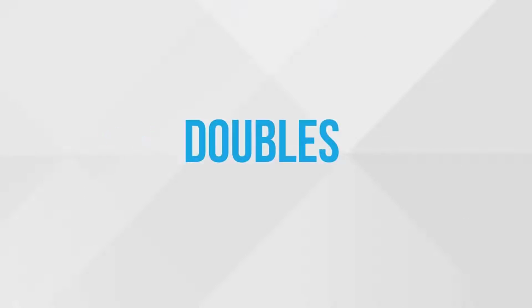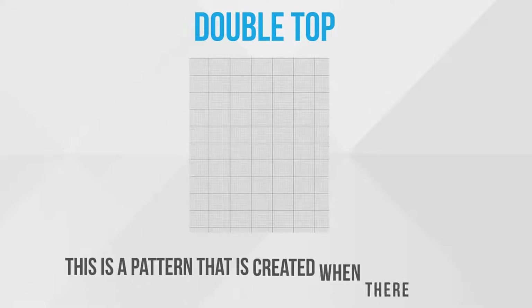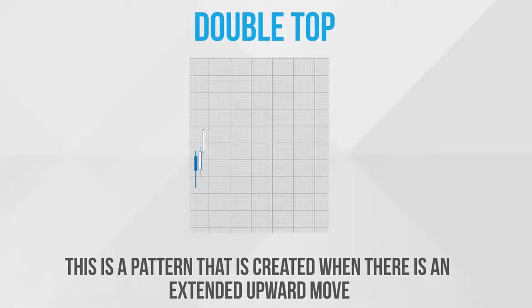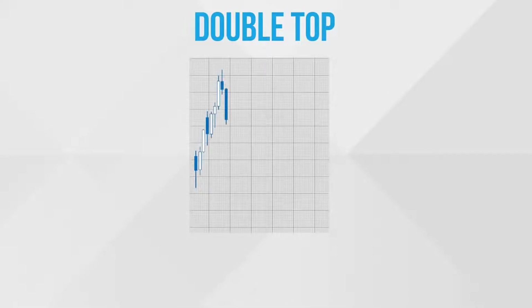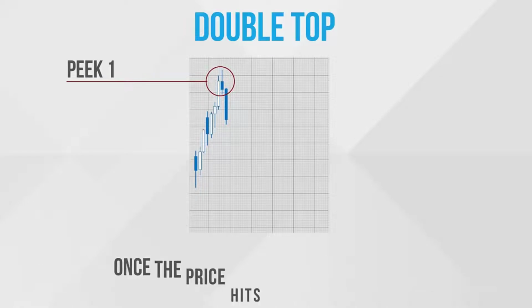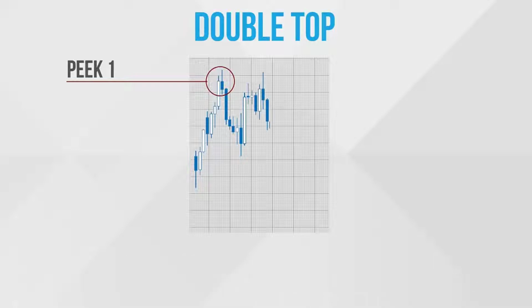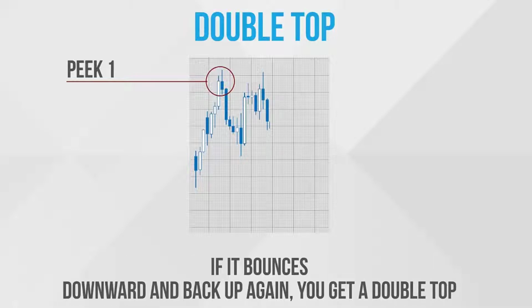Doubles. There are 2 types of doubles patterns you will need to recognize. First is the double top. This is a pattern that is created when there is an extended upward move. The tops are the peaks that form when the price reaches a level that can't break. Once the price hits that level, it will bounce downward slightly, but then bump right back up. If it bounces downward and back up again, you'll get a double top.